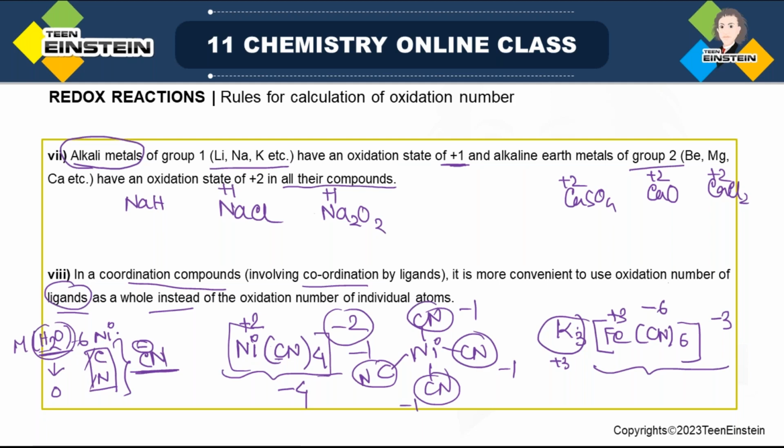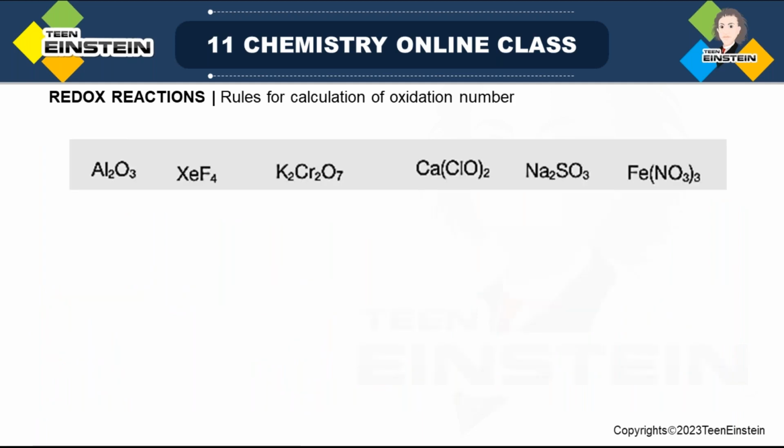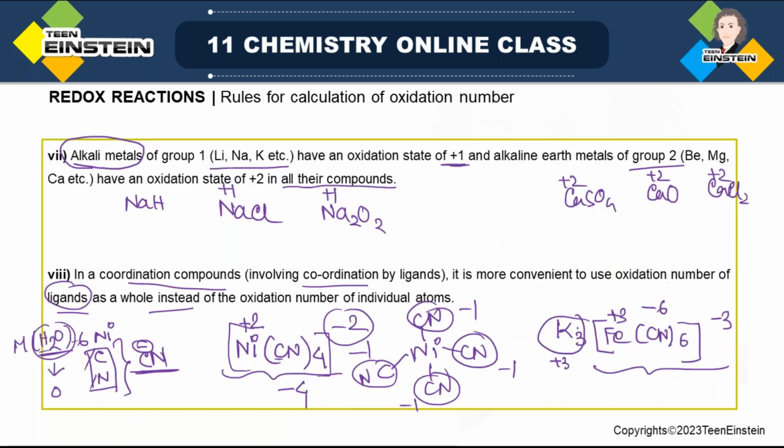So we will end the session here. Next day we'll use some examples and try to find the oxidation number based on these rules. So here we have these total 8 rules. Please practice these rules so that next day we can apply them to calculate the oxidation number for atoms in different types of compounds.